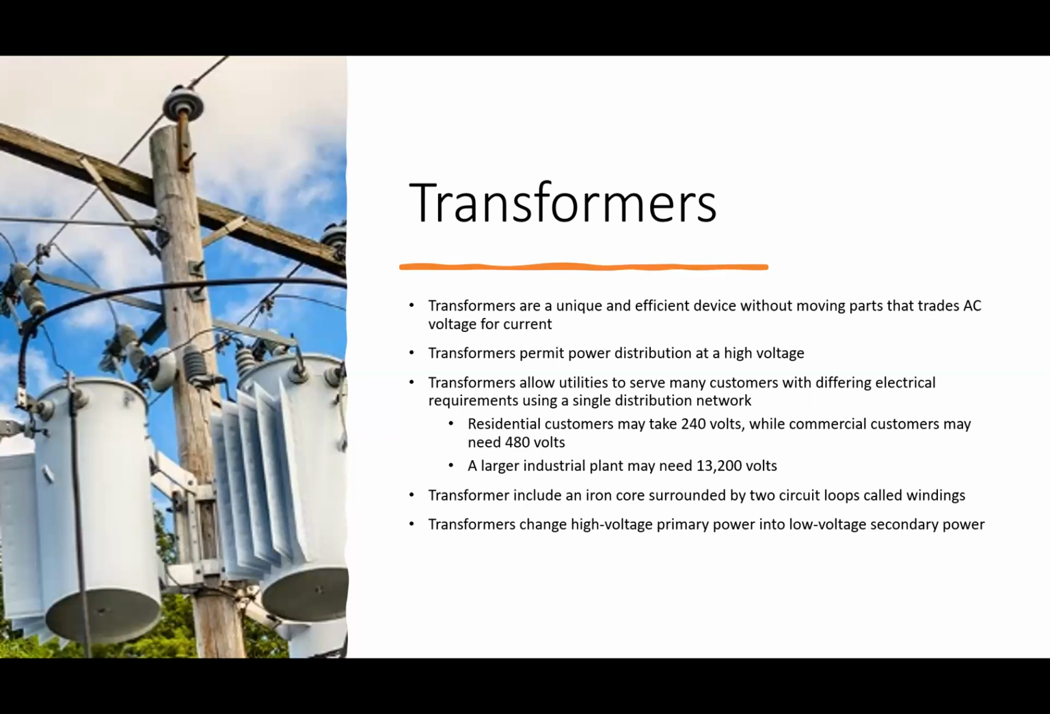Now, transformers include an iron core surrounded by two circuit loops. These are called windings. There are two types of windings: a primary winding and a secondary winding. The primary winding is used for the high voltage, or the input of the transformer. The secondary winding is for the lower voltage, or the output. Transformers change high voltage primary power into low voltage secondary power. This is done by a pulsating magnetic field that induces a current flow.